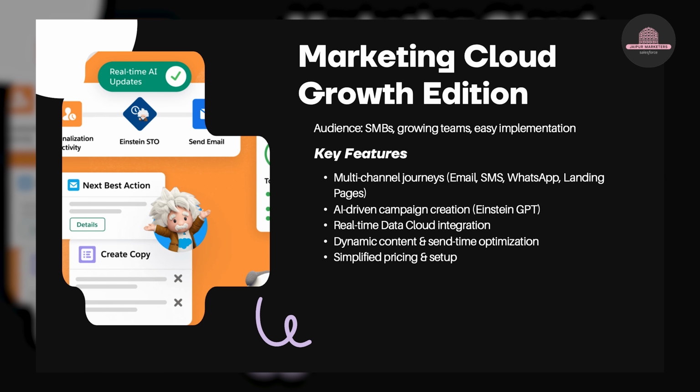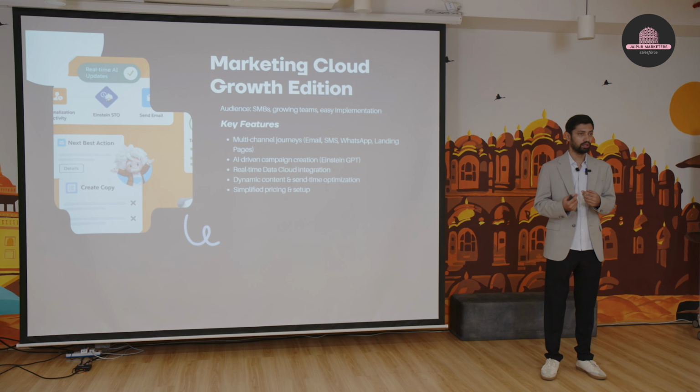So what are the key features of it? It provides you a multi-channel journey. You can send an email, you can send SMS, you can also send messages on WhatsApp, and there is two-way conversation on SMS and WhatsApp. So if someone is replying to you on WhatsApp, you can directly see it on your marketing platform. And there are also capabilities of having landing pages for the same.